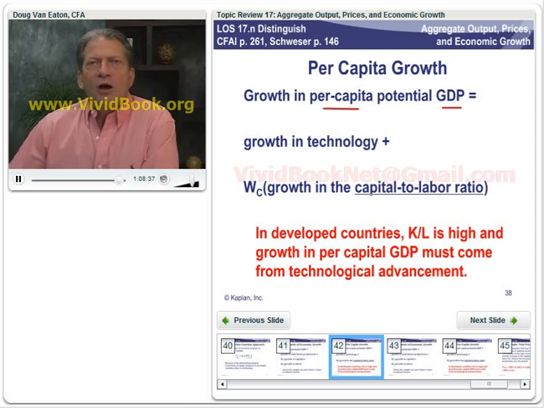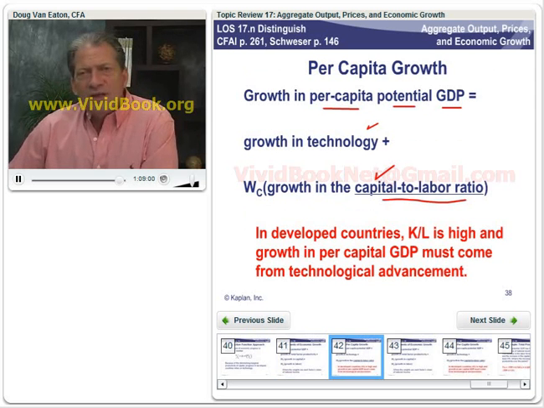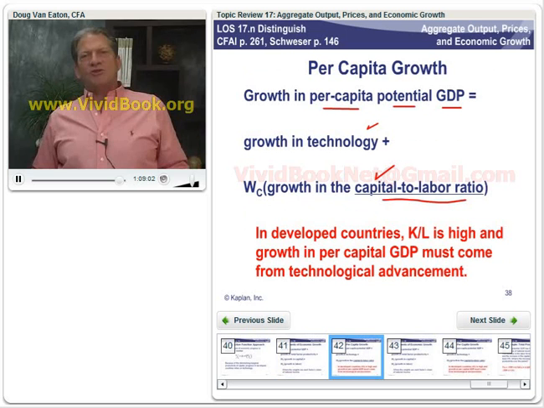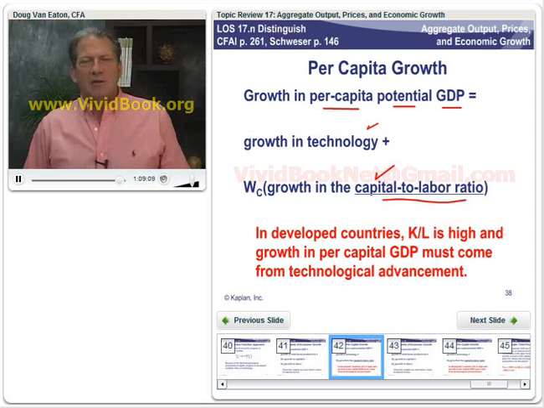So we say, well, in dividing everything by L, that's one way to approach it. Growth in per capita potential GDP: take the growth in technology and add to it the growth in the capital to labor ratio. Now, in developed countries, that capital to labor ratio is high. That's how they became developed countries. And when it's high, we get diminishing marginal returns to additional capital.